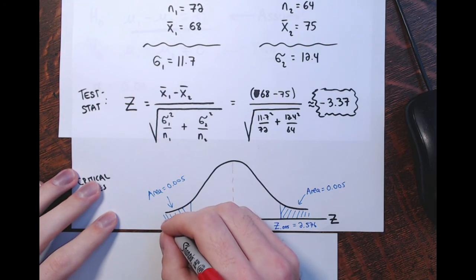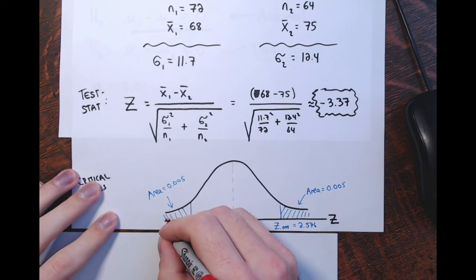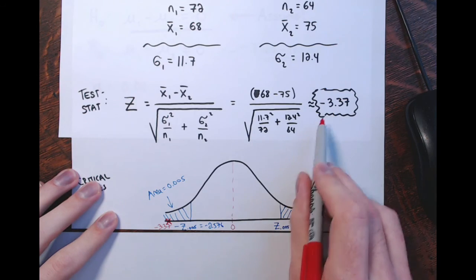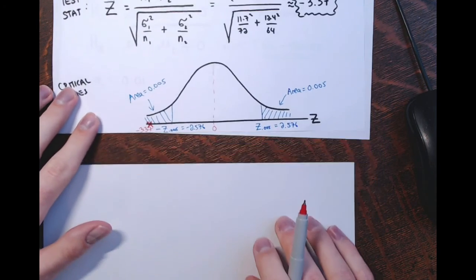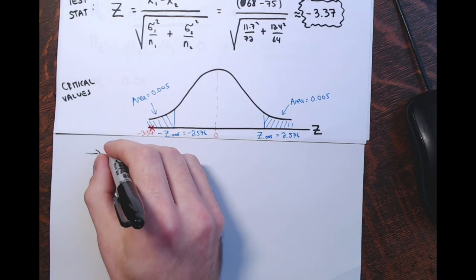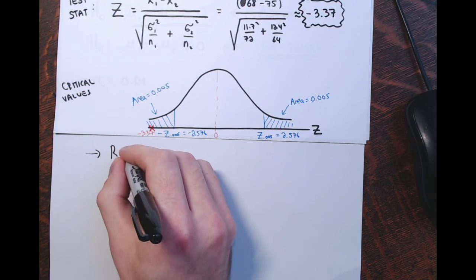That's over here on the number line. Negative 3.37 is definitely to the left of negative 2.576, the entrance to this rejection region. So the test statistic is in a rejection region. So I'm going to reject the null hypothesis.